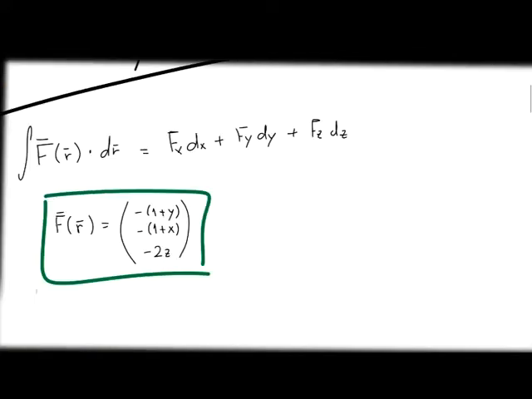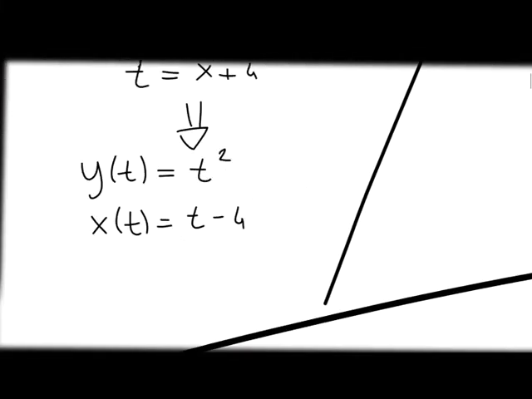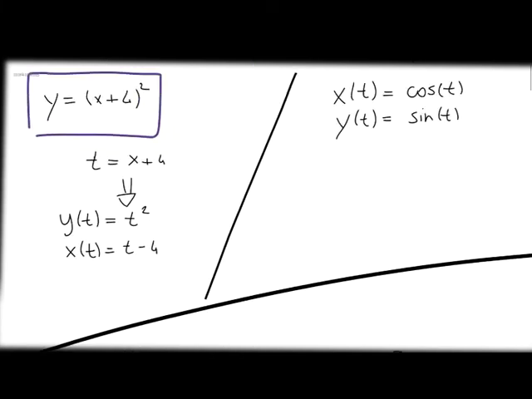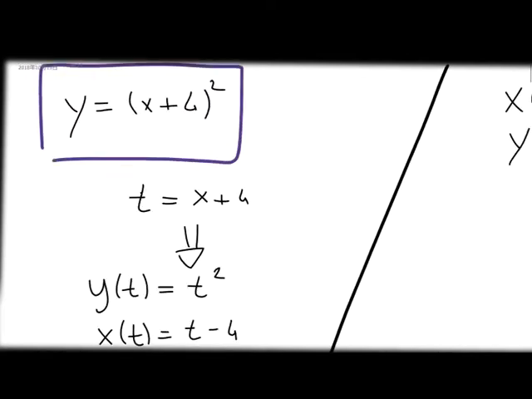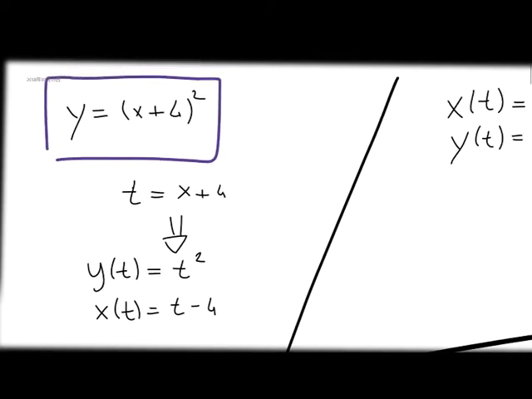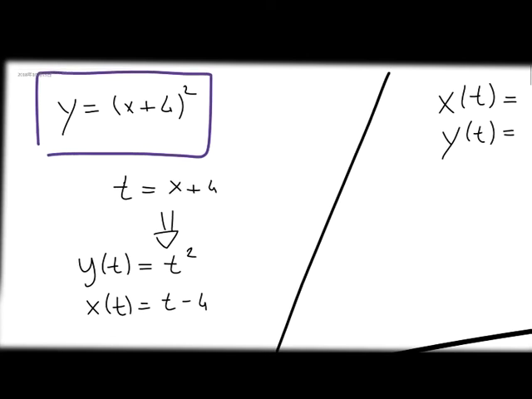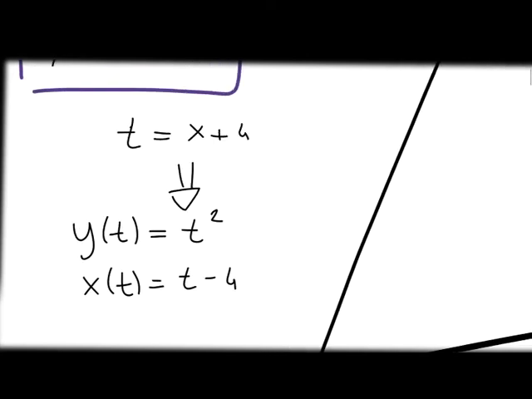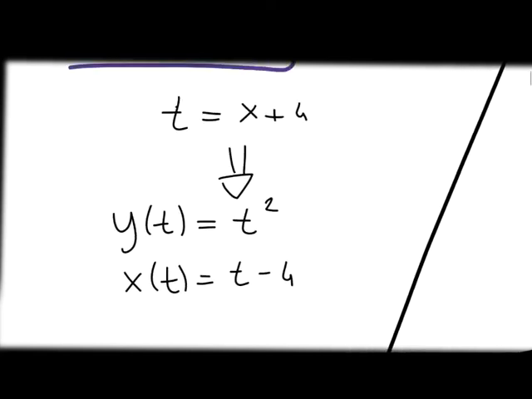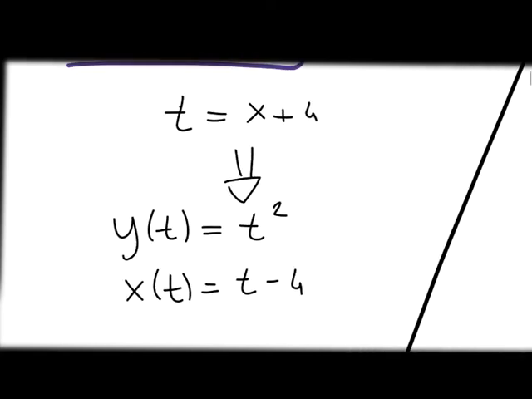Let's look at a basic example. y of x equals (x plus 4) squared. We can define our parameter t to be whatever we want it to be. In this case, for the sake of simplicity, let us define t equals x plus 4. If we substitute t into the expression for y, we get that y(t) equals t squared, and we get that x(t) equals t minus 4. With this, we have just changed the dependence of both variables x and y. We made them both dependent on t.